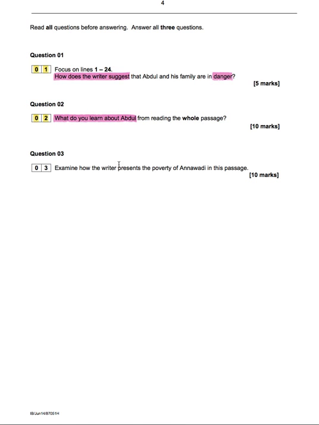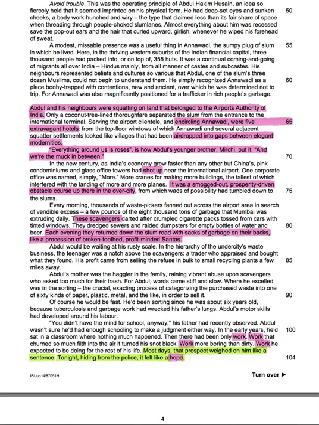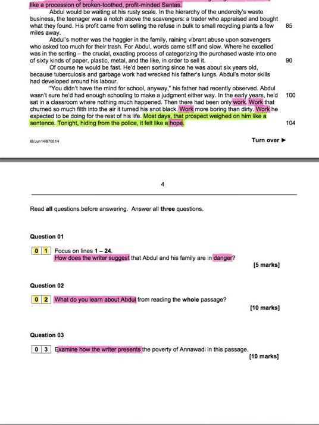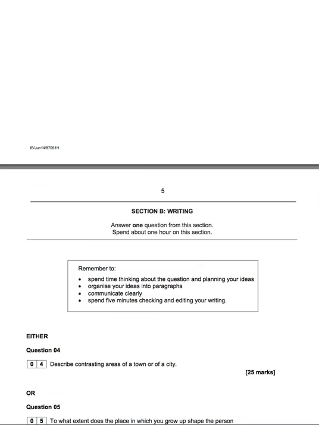Question 3 is the hardest one. That is examine how the writer presents. That means it's your language question. So again, it's giving you the answer, poverty. You've got to look at where the poverty is, how you know it's poverty, and how it's presented. So in this case, it's stuff like metaphors, similes, repetition, and so on. And that is section A, 25 marks.